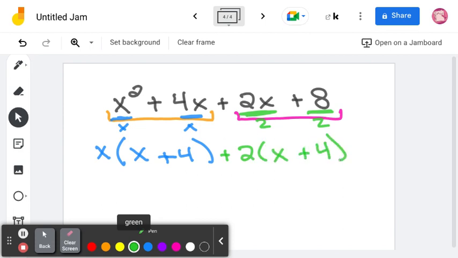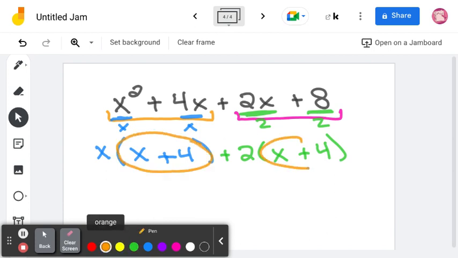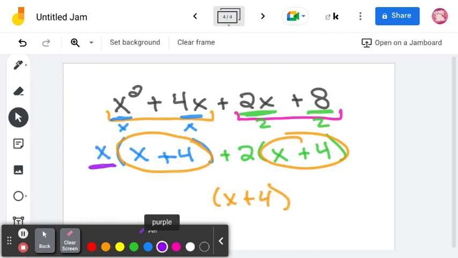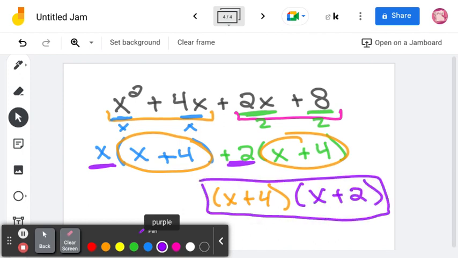Now you know you did grouping correctly if your parentheses match. So with x plus 4, these 2 parentheses become one factor. And then your GCFs become the other factor. So now that we've gone through one example of each type, it's up to you to practice going through this and then moving on to more difficult types of factoring.